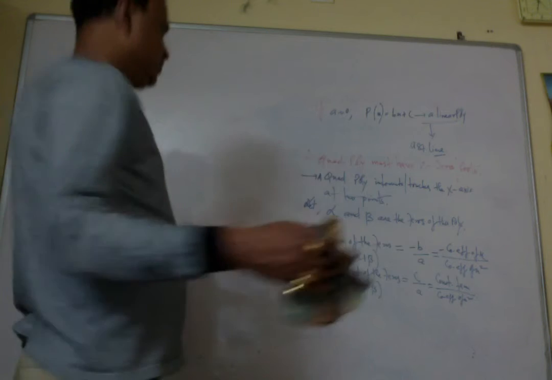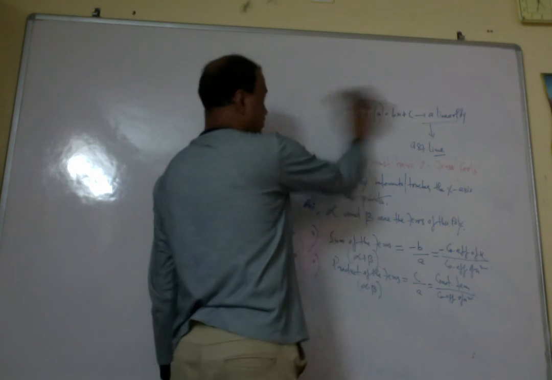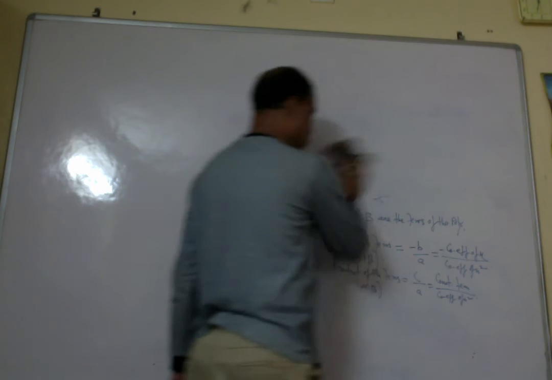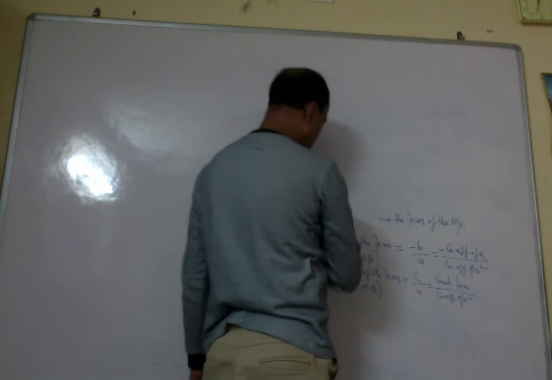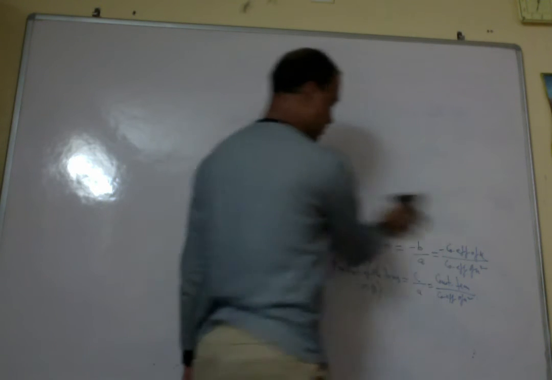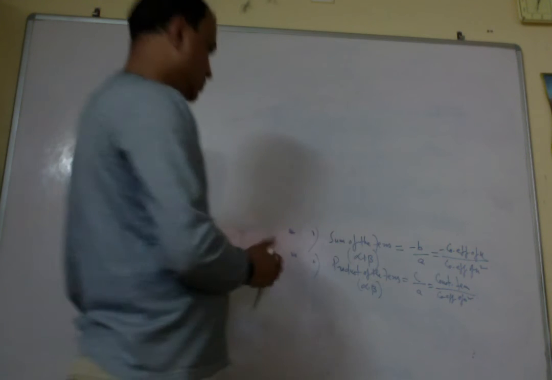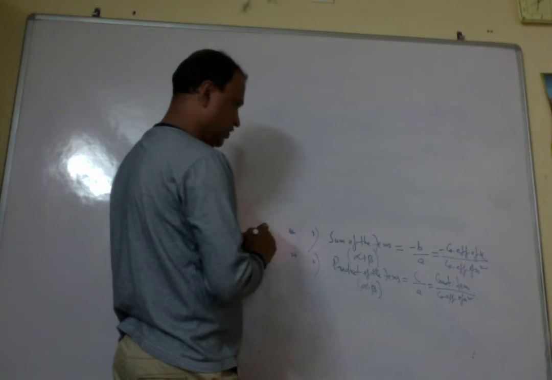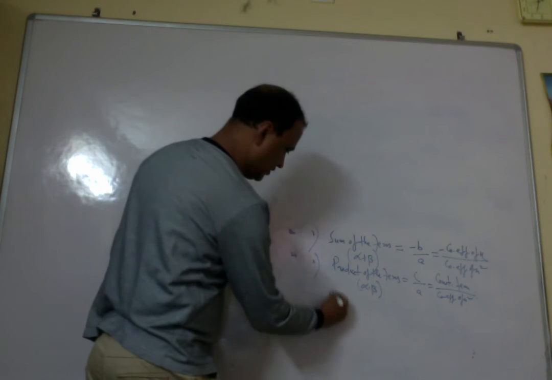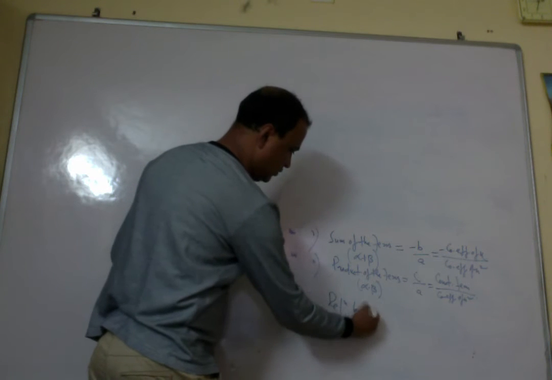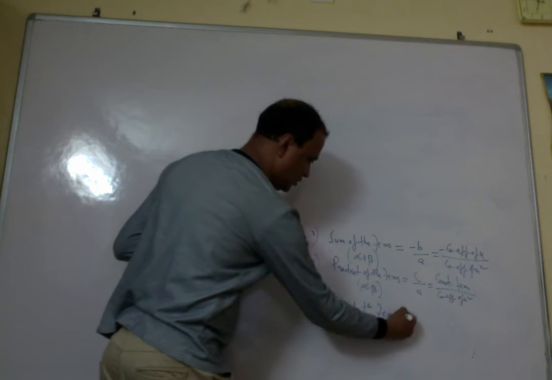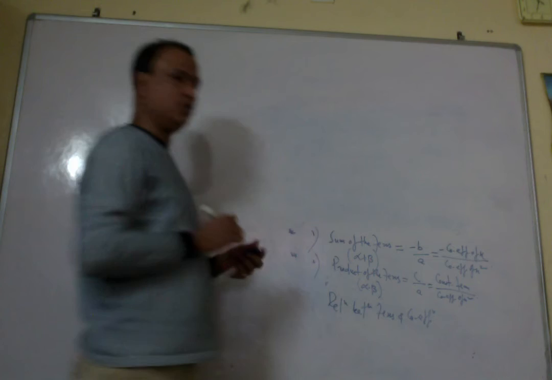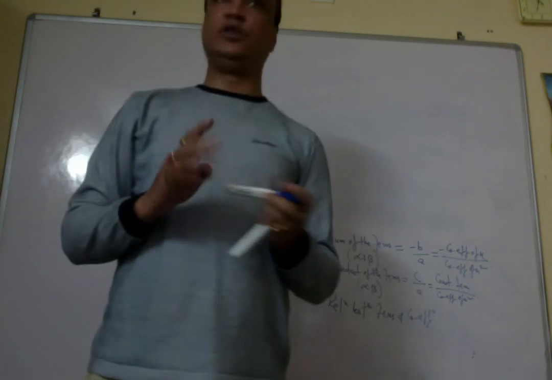Questions come in the examination like that, they will ask you to find the zeros and verify the relations. Verify the relations between the coefficients and the zeros. This is called the relation between zeros and coefficients. So they will ask you to verify the relation.